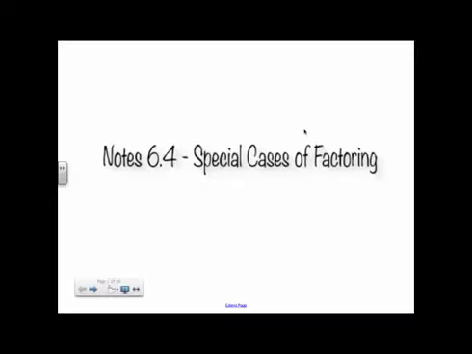All right, today's lesson is on special cases of factoring, specifically factoring something called the difference of perfect squares and factoring perfect square trinomials.